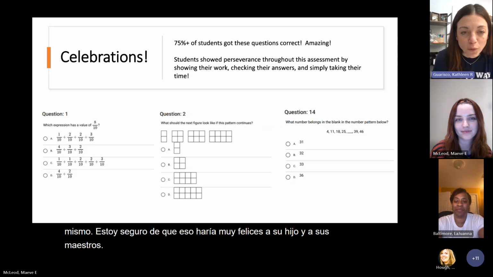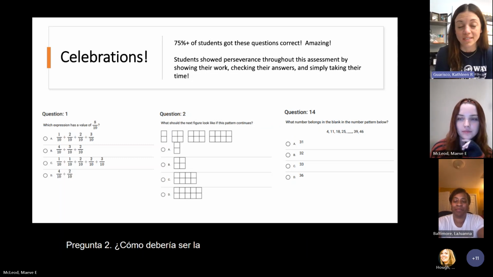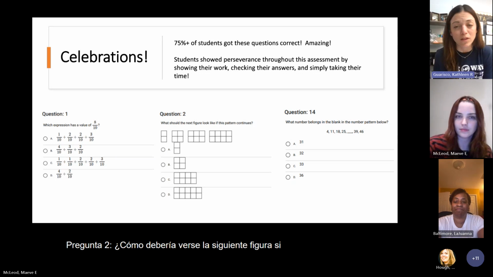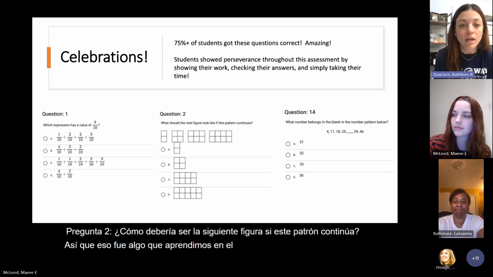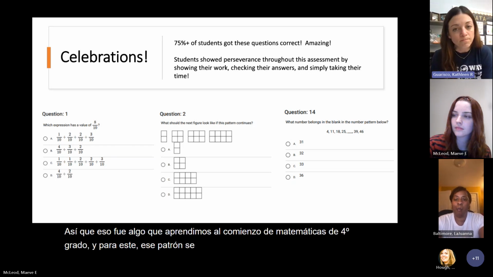And question 2, what should the next figure look like if this pattern continues? So that was something that we learned at the very beginning of 4th grade math. And for this one, that pattern is expanding each time by 2.